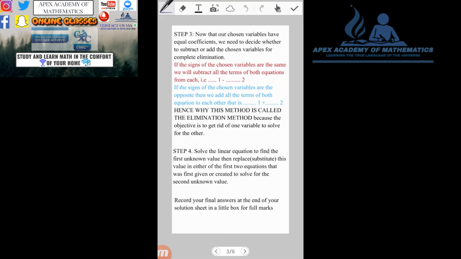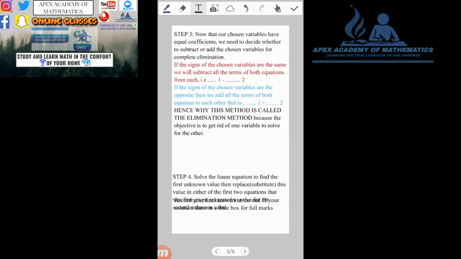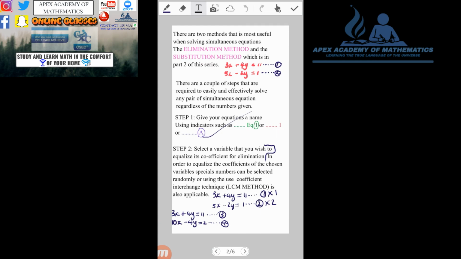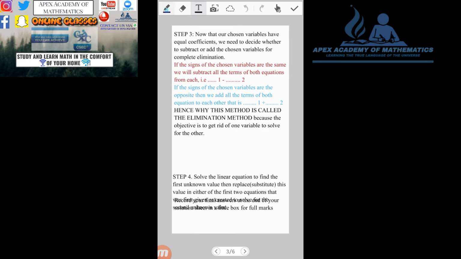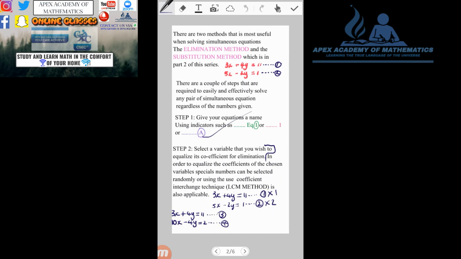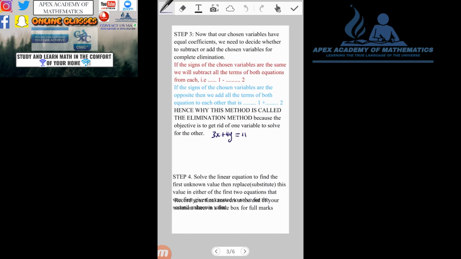So I'm going to find some space here to rewrite those two equations. I'm going to move this down a little bit to create some space. So here I'm going to rewrite this equation: 3x plus 4y is equal to 11. And I have 10x minus 4y is equal to 2. So these are the two new equations I'm working with.